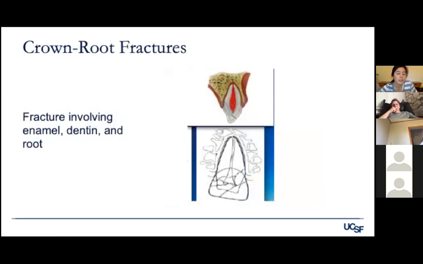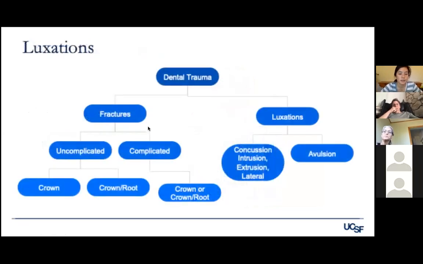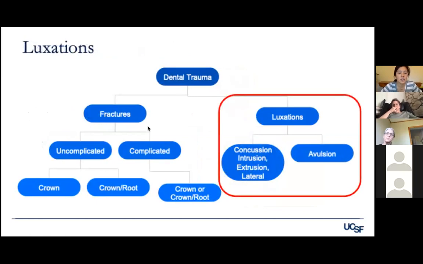Crown root fractures basically just mean that the fracture has penetrated all the way onto the root surface, and that can affect the long-term prognosis of the tooth. So luxations look into position within the arch. So there are different classifications of those, and we'll go over those right now.